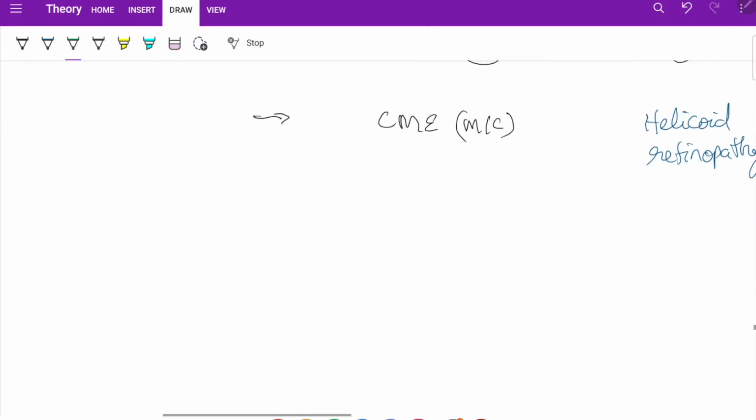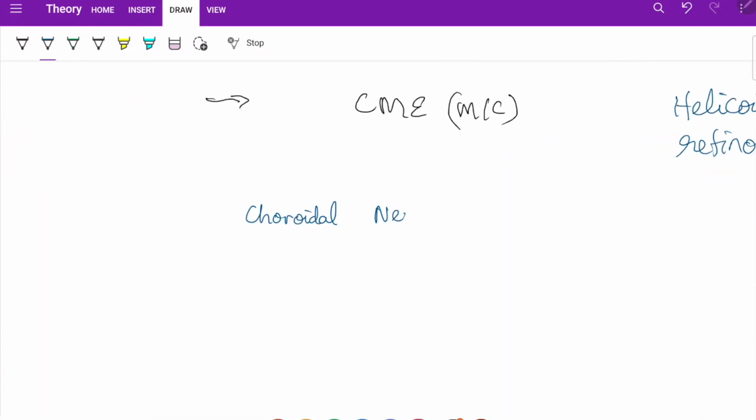So what is that? Choroidal neovascularization. So what is this choroidal neovascularization? Always remember, this choroidal neovascularization may be due to a few reasons. How are we going to remember these few reasons? I'll just give you a mnemonic. Try to use that mnemonic. If you are not using it also, it depends on individual persons. Okay, I'll just tell you now.